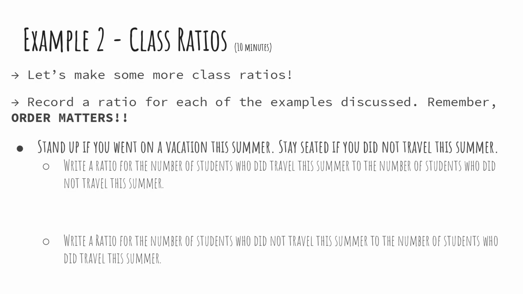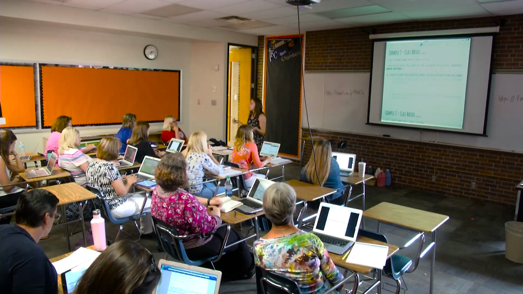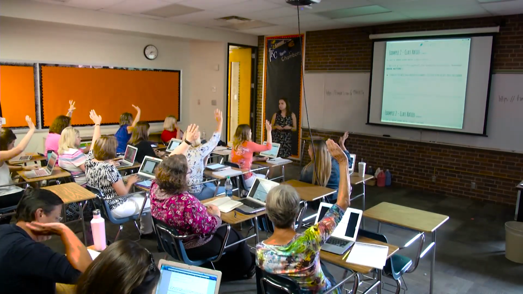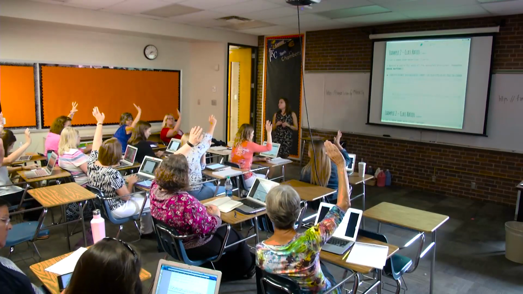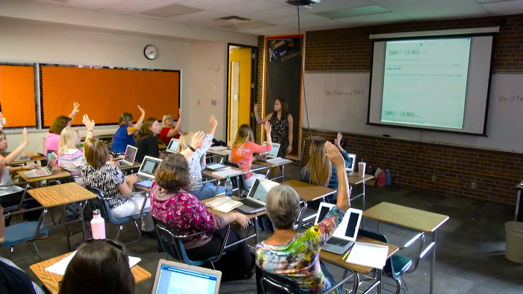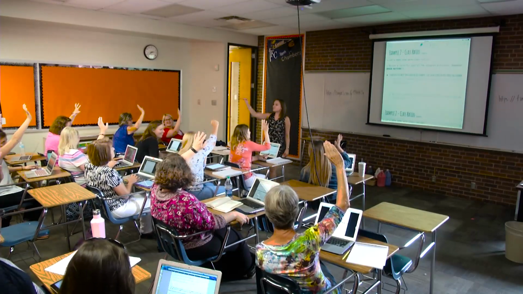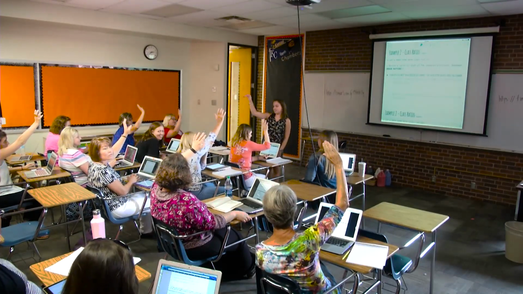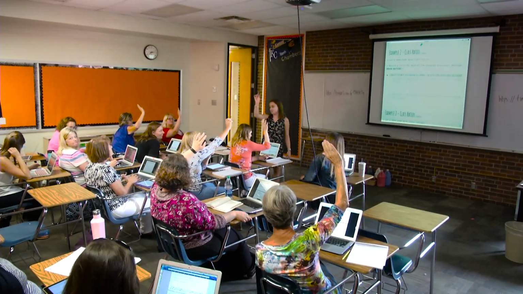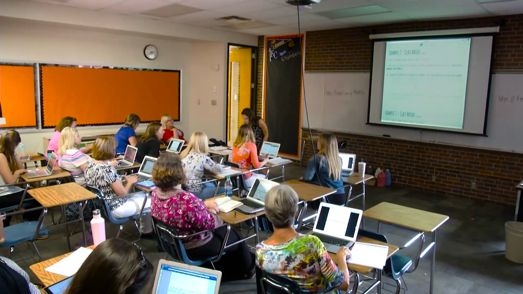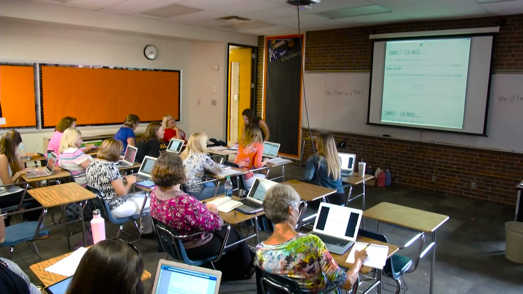So you would stand up if you went on vacation this summer. You would stay seated if you did not travel this summer. And then you would write a ratio for the number of students who did travel this summer to the number of students who did not travel this summer. So real quick, just raise your hand if you traveled this summer. Okay, 1, 2, 3, 4, 5, 6, 7, 8, 9, 10, 11, 12, 13, 14, 15, 16, 17. So I have 17 who traveled to 5 who did not.